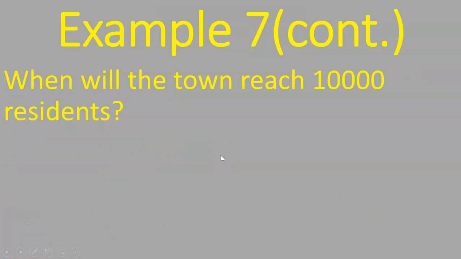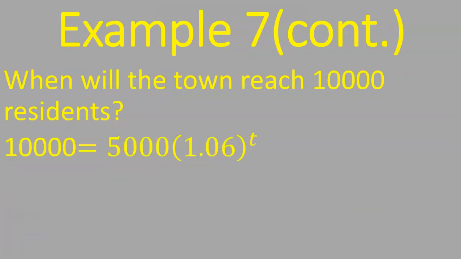When will the town reach 10,000 residents? Okay, so what we have to do here is put 10,000 in that y position, and then we're looking for an exponent. So this is where logarithms are useful, when you're looking for exponents. Now, we're not going to solve this quite yet with logarithms. The idea of this video is to understand the need for them. So in this case, I could divide by 5,000, but at this point, I have to know how to solve what we call an exponential equation, and that does require the use of logarithms.